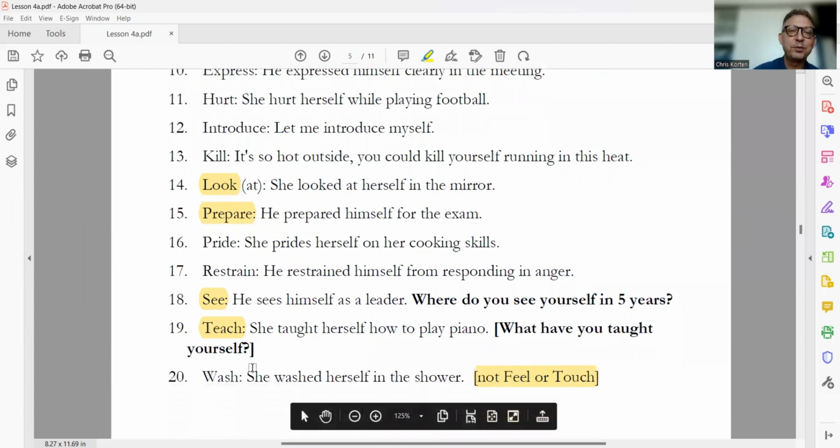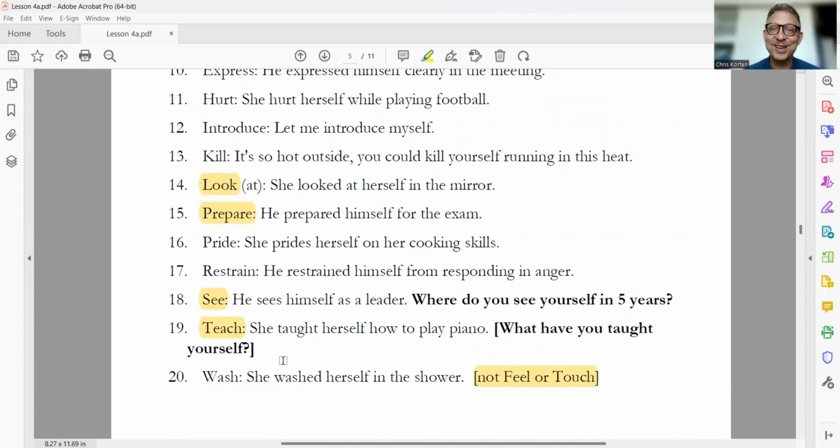And just a few more here that are interesting. I see you, but I see myself as a teacher. Surprise, surprise. Now, what about you? Where do you see yourself in 5 years? This is a favorite question Americans love to ask when they're setting goals and dreams and all these. But if you want to talk about that as a way to practice reflexive verbs with your speaking partner or group, I encourage you to do so.